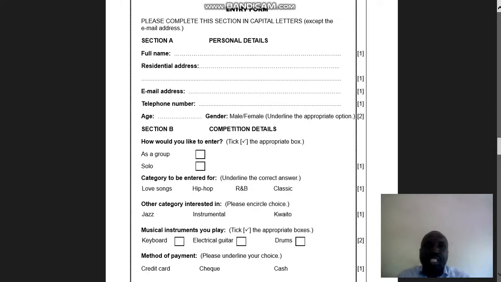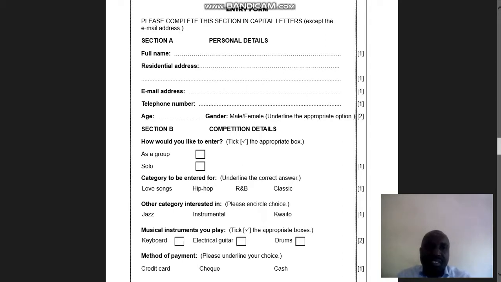Please complete this section in capital letters except the email address. So we have section A, section B, and the last one is section C. Now section A, you are required to write the full name. Whose full name? Not your personal full name, but Peter's full names must be written here.